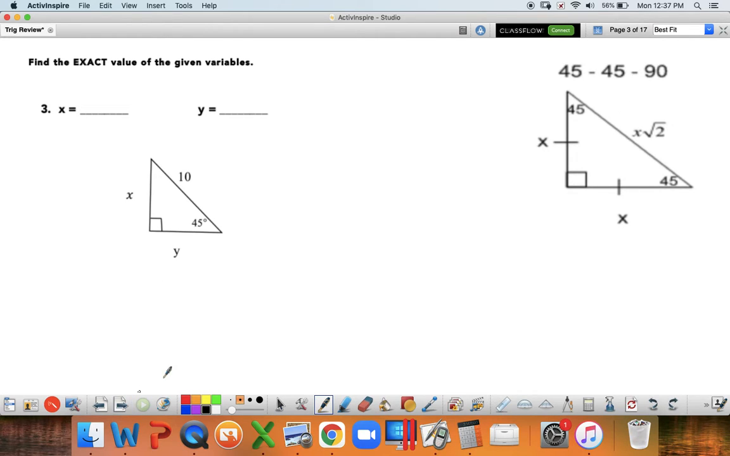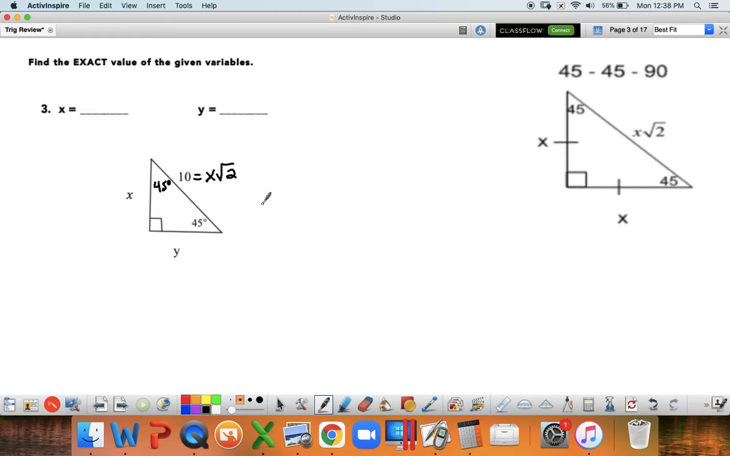The next example is also a special right triangle. It's a 45, 45, 90 triangle, and the sides are both going to be equal to each other because we have an isosceles right triangle. So we've got x, x, and then my hypotenuse is x times the square root of 2. So over here, since I'm trying to find the sides, I know that my 10 value is equal to x times the square root of 2.